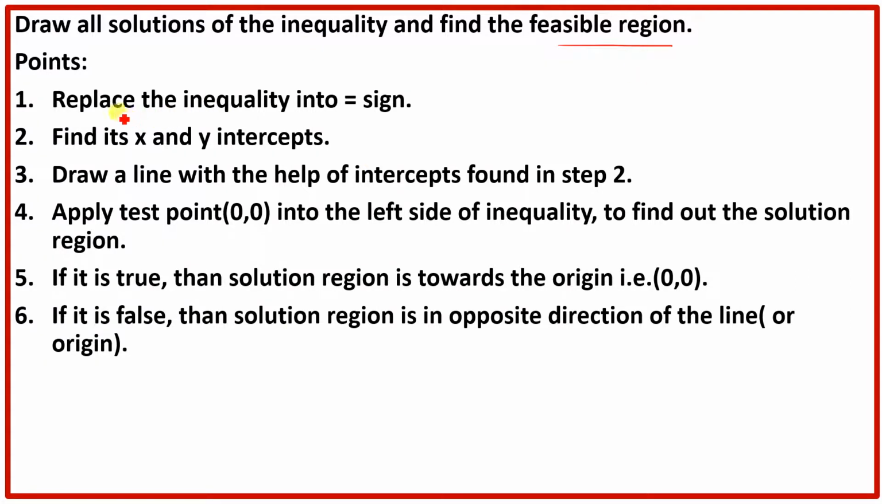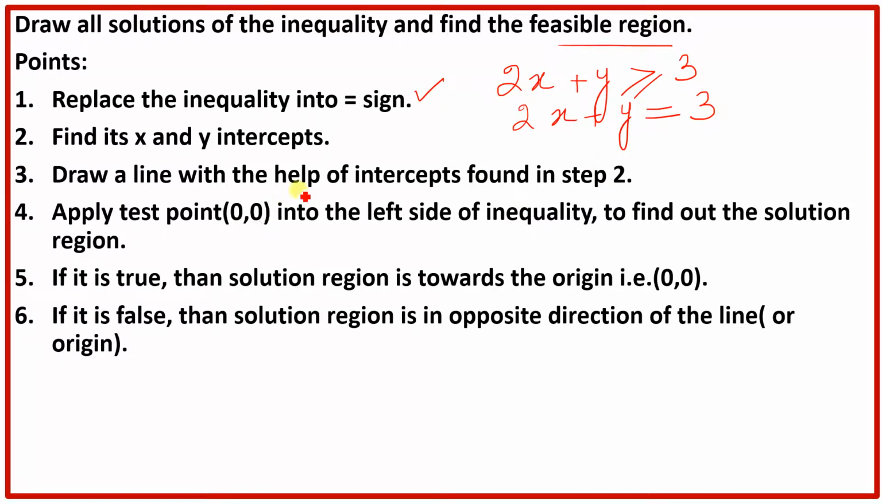First of all, you have to replace the inequality sign with the equal sign. Suppose we have 2x plus y is greater than or equal to 3; you have to replace this greater than or equal to 3 with an equal to sign. This is the first step. In the second step, we find the x and y intercepts. Then with the help of these two intercepts, we draw a line on the graph.